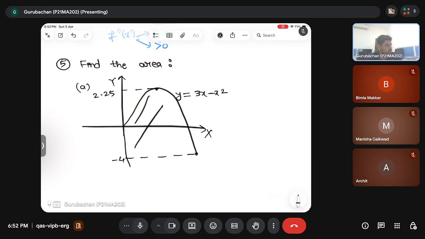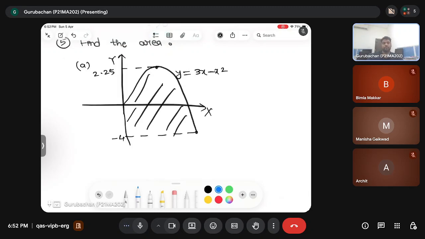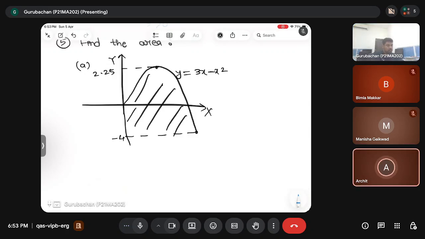So has anyone done it? I have given this as a homework. Yes, sir. On that day, I think we have done it. Its answer is coming to be 2 by 3. No, its answer is 8 by 3. I have given it as a homework.